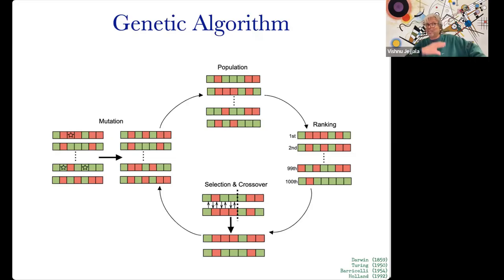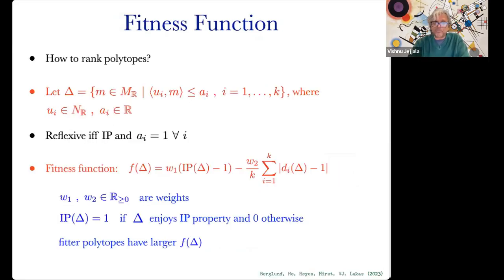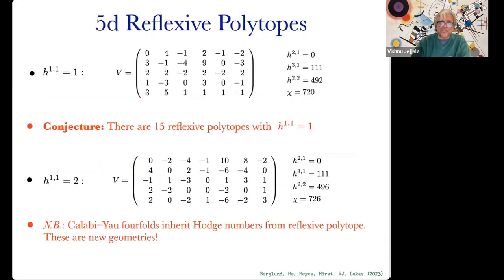So this is a nice way of scanning through high-dimensional data sets or high-dimensional spaces in search of particular points of interest. So we can construct some fitness function that tells you how close you are to being reflexive and apply this fitness function. And in this way, find new 5-dimensional reflexive polytopes that give us new Calabi-Yau fourfolds that inherit Hodge numbers from these polytopes. And these are new geometries for string compactification.